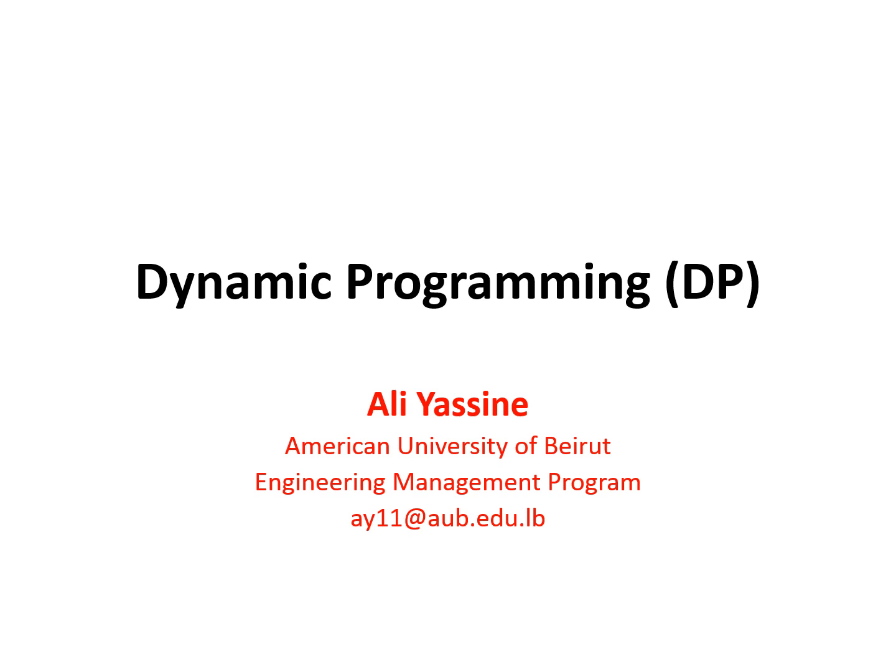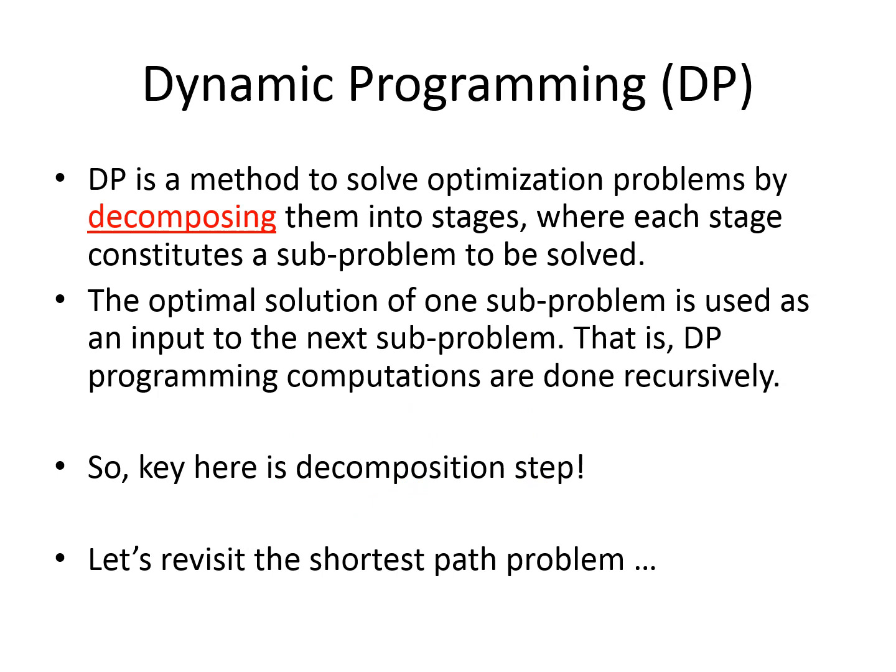This lecture is an introduction to deterministic dynamic programming. DP is a method to solve optimization problems by decomposing the problem into stages, where each stage constitutes a subproblem to be solved. So we solve each subproblem independently, then we sew the various solutions together to come up with an overall solution to the overall problem. The optimal solution of one subproblem is used as an input to the next subproblem. This is the strategy then.